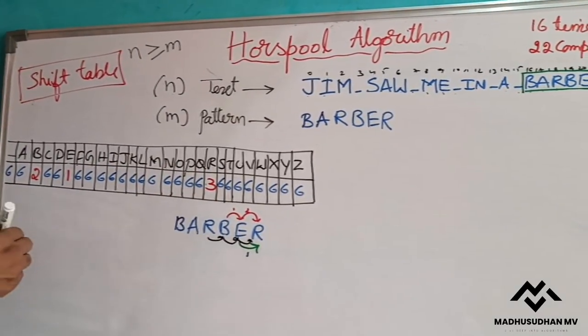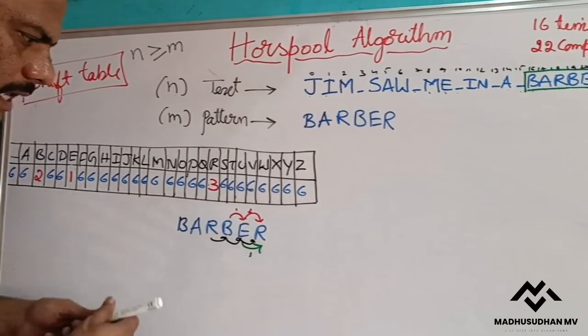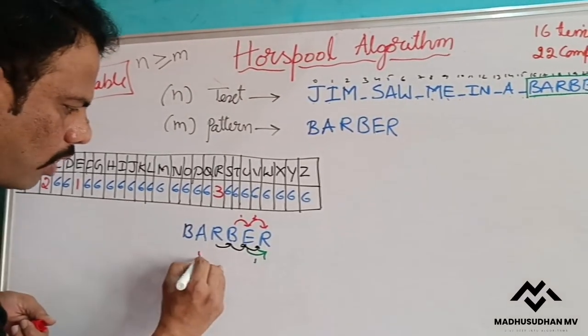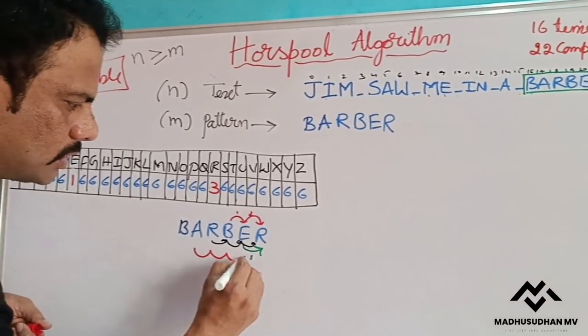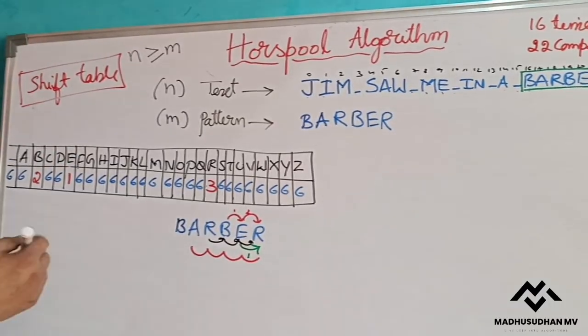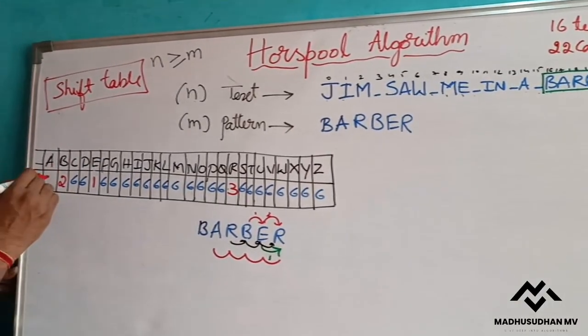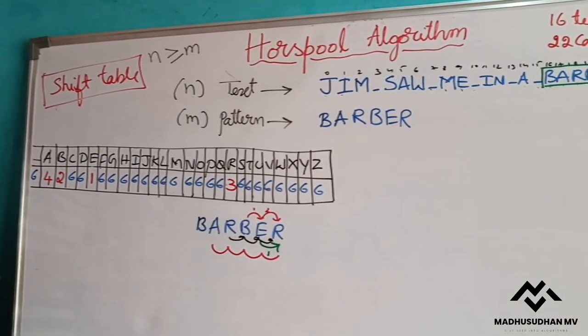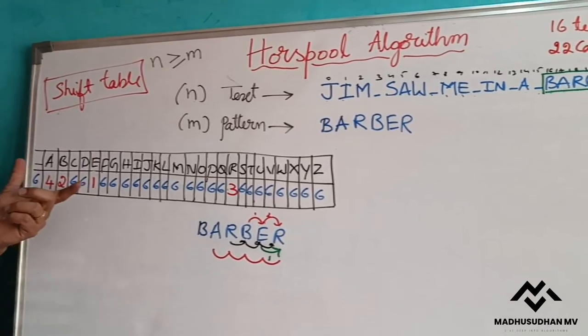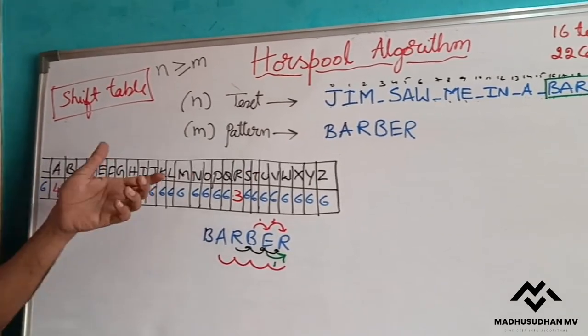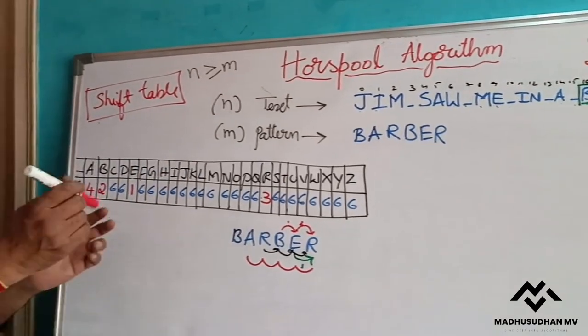Next, similarly, A. A is at a distance what? A is at a distance 1, 2, 3, 4. A is at a distance 4. So update the value of A by 4. Now, this is my shift table. Suppose you feel this is too lengthy, you can reduce this into something simple.